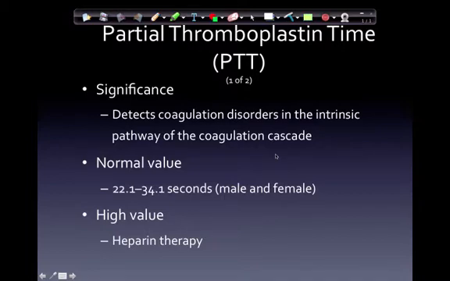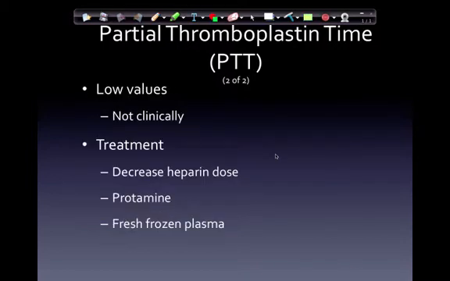Partial Thromboplastin Time, or PTT. Significance of this detects coagulation disorders in the intrinsic pathway of the coagulation cascade, and that's what this does. The last one, the PT, looks at the extrinsic, and that would be from tissue damage. This one looks at the intrinsic from the platelets perspective. Normal values 22.1 to 34.1 seconds. High value on this would be too much heparin on board. Low values are not clinically significant.